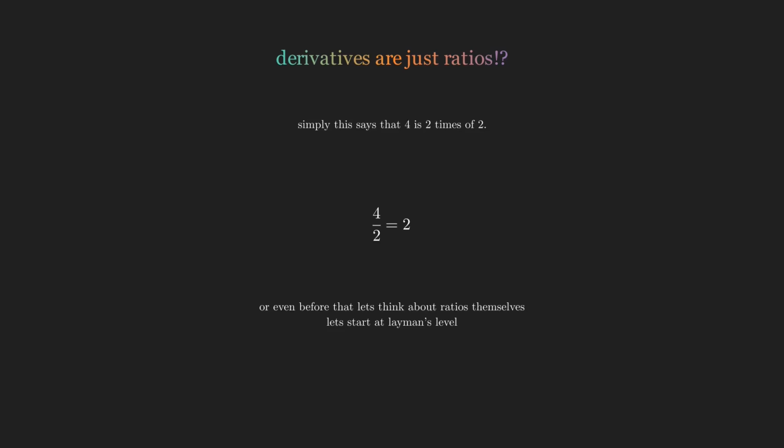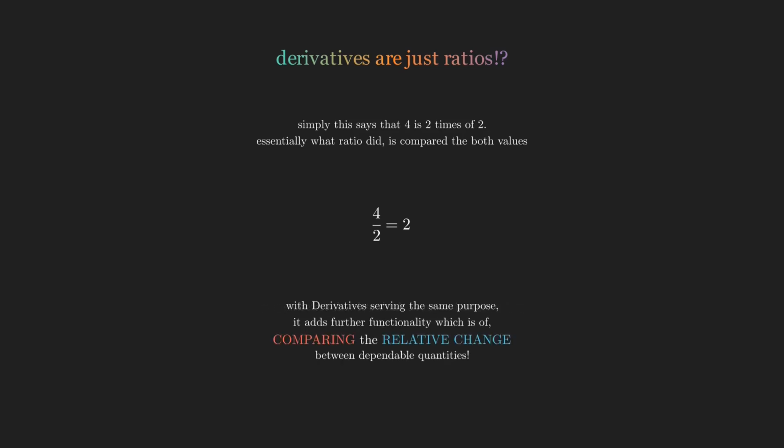Coming to the point, all that ratio did is compare the value 2 to the value 4. That is one way to look at ratios, that they are a means of comparison. Now, coming to the point of how ratios are related to derivatives: with derivatives serving the same purpose, it adds further functionality, which is comparing the relative change, that means taking the ratio between dependent quantities. We will get to what all this means as we progress further in this video.